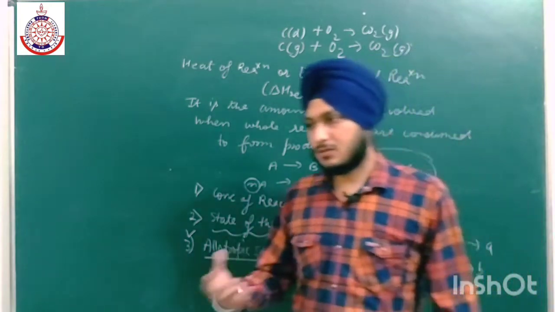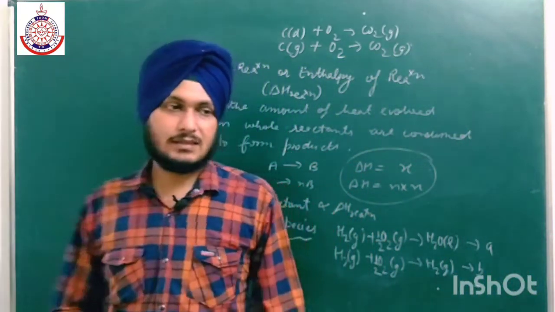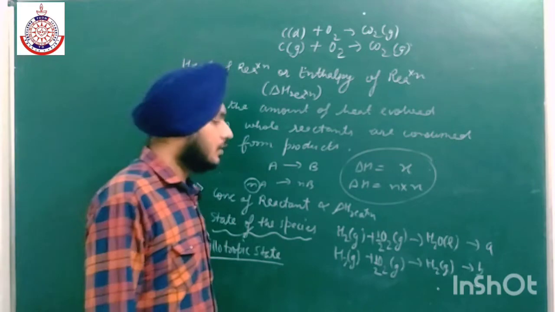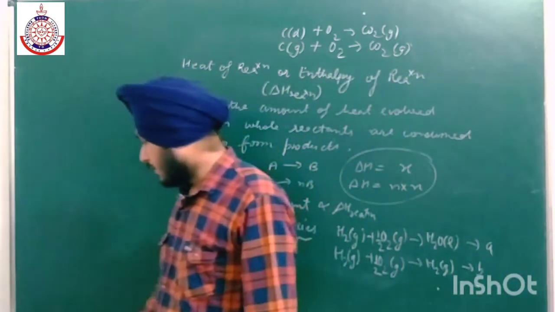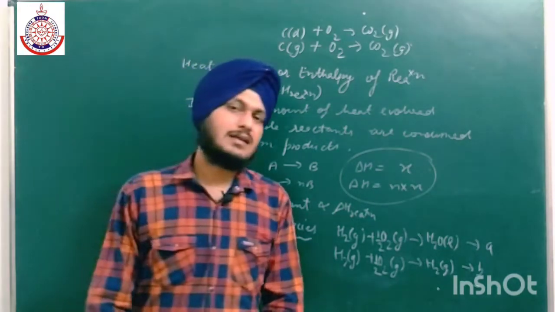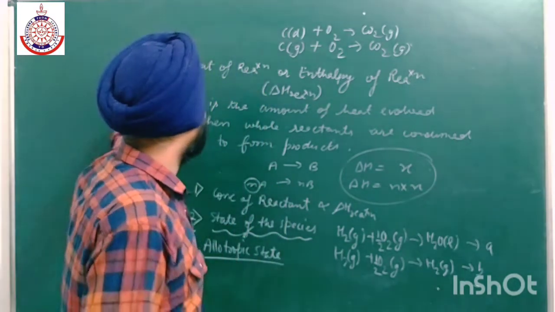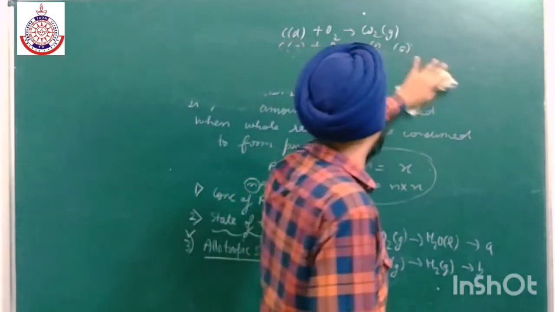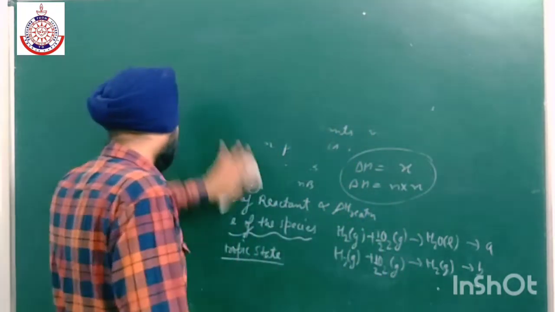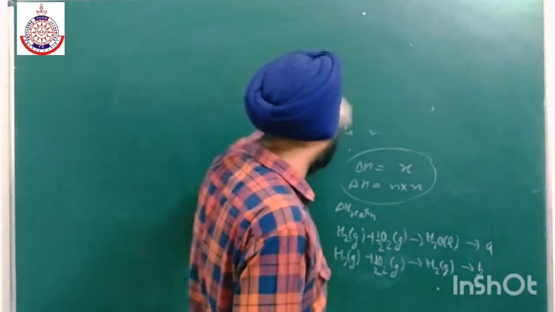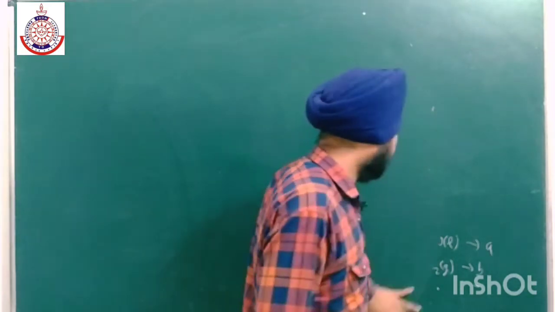Similarly, delta H will also depend upon the temperature. If temperature is different, then delta H will also be different. But for standard purposes, we take 25 degrees Celsius as the standard condition. So what are the standard conditions? The first standard condition for temperature is 25 degrees Celsius or 298 Kelvin.